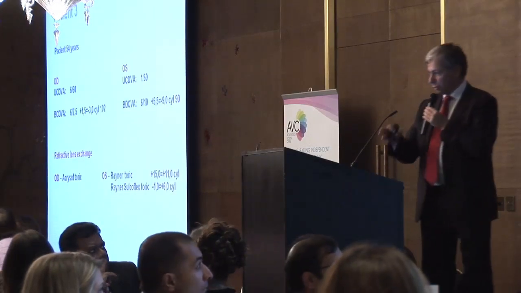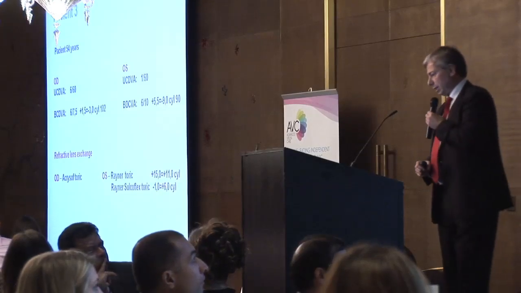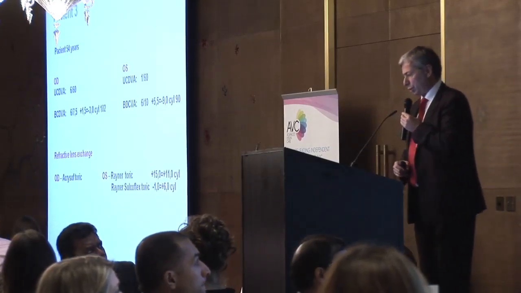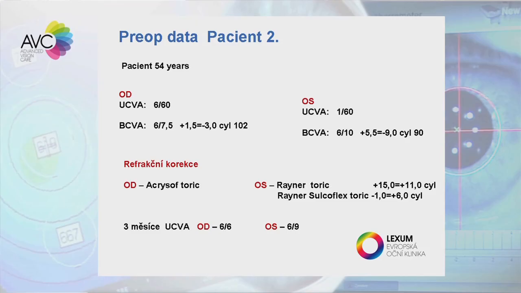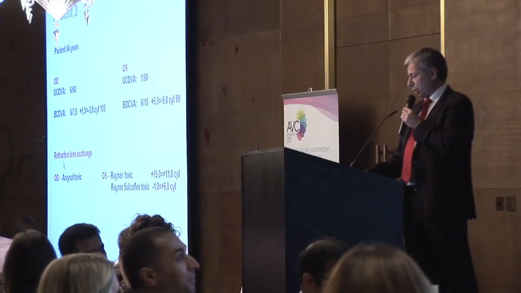And the last patient is from AVC. This is a 54 years old patient. His visual acuity in the right eye, uncorrected, was 660, left eye 160, corrected 6.75 with this correction, and 610 with this correction. So plus 5.5 and -9 cylinders in 90. So we decided in this patient for refractive lens exchange.